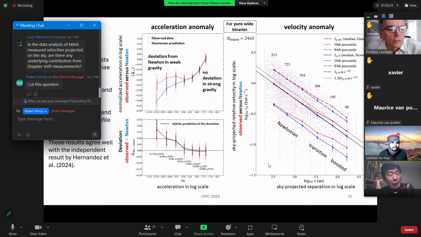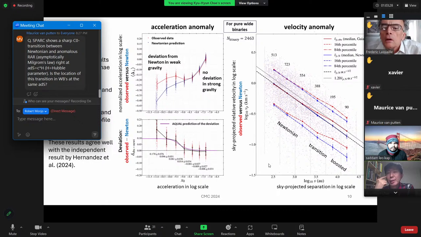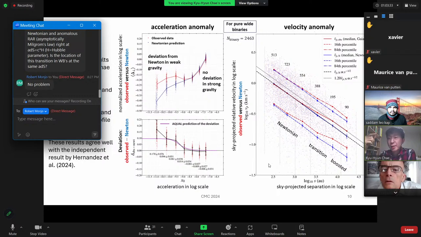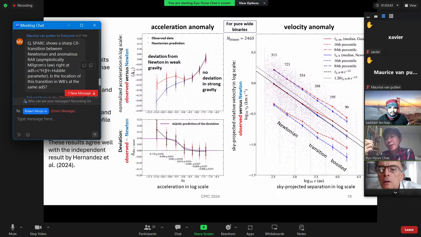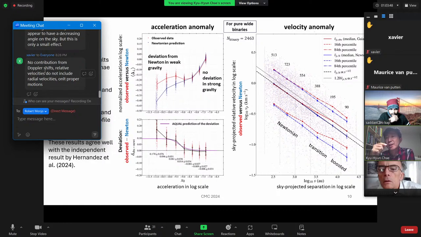To do that kind of test, we need to go to larger distances. We need to consider binaries at larger distances. This sample is within 200 parsec, so they are within the thin disk. Yeah, they are all thin disk. So actually we don't see much difference. Basically, you can just consider a local solar neighborhood.